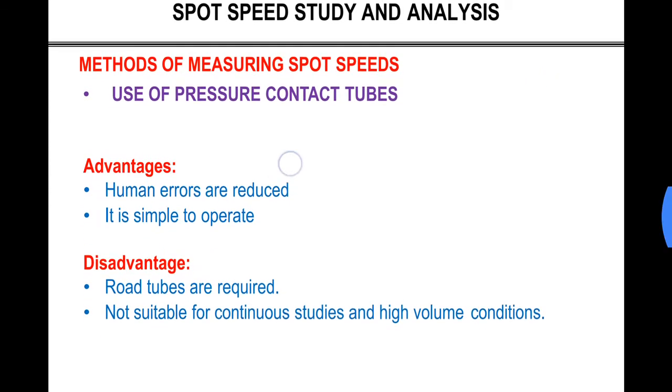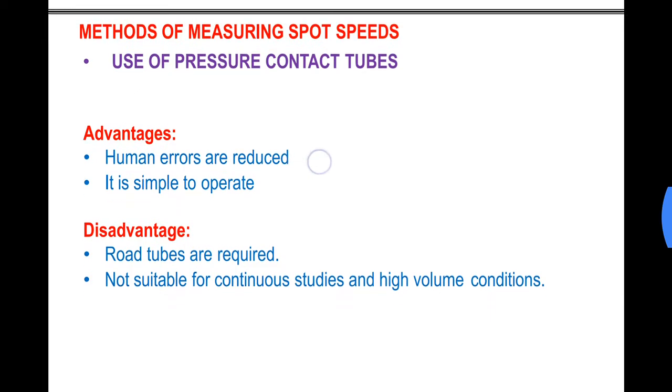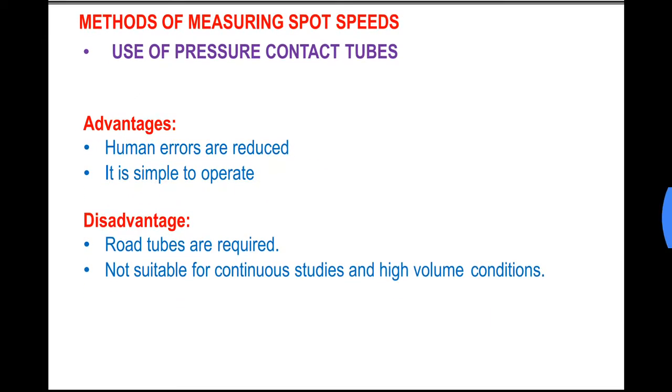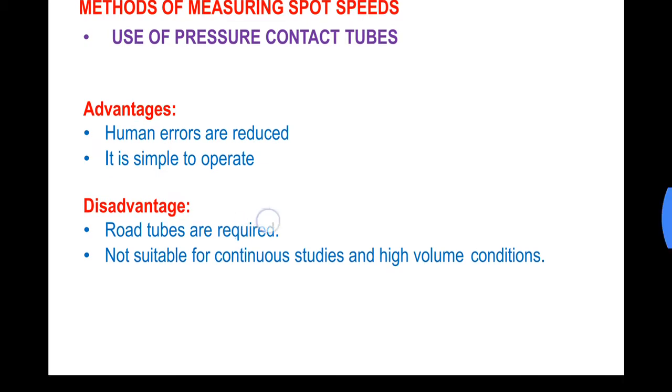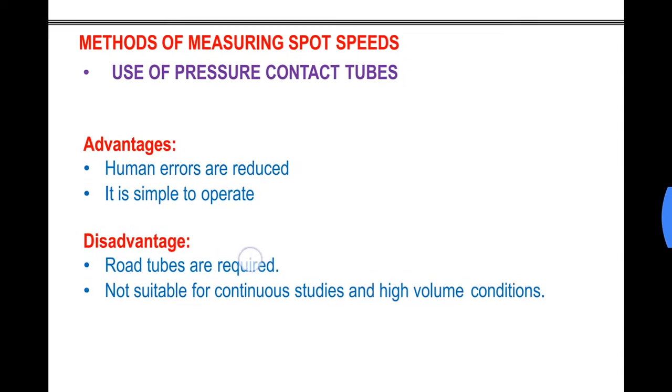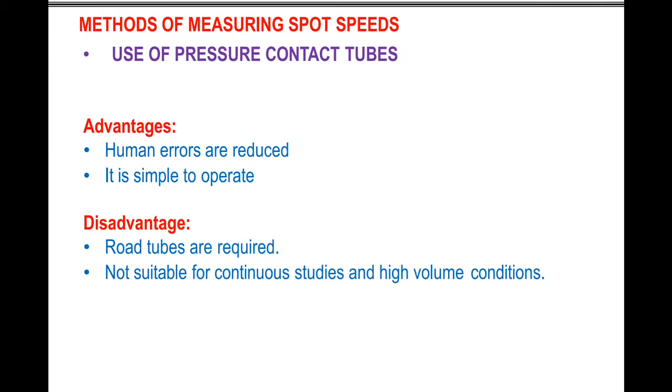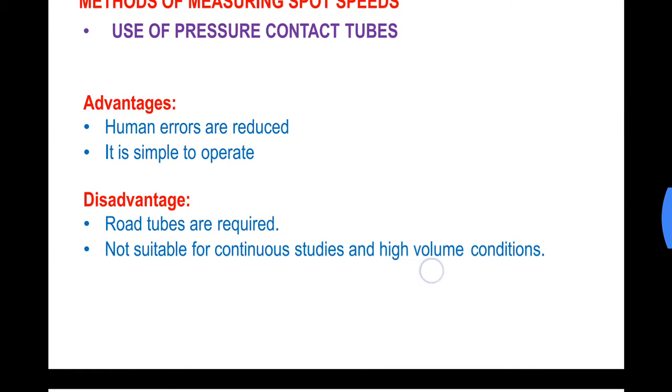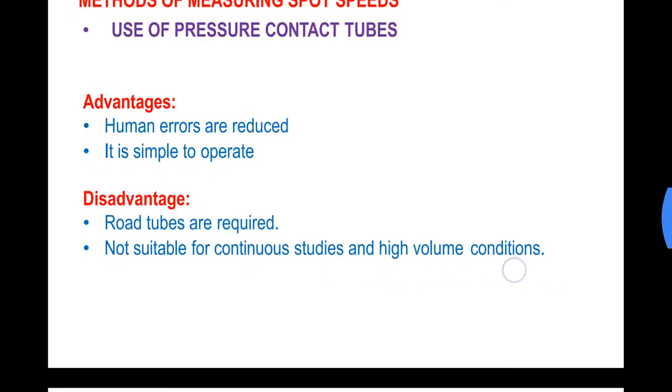What are the advantages? The human errors are reduced and it is simple to operate. We just need to place those two tubes at a particular distance from each other, and whenever the vehicles cross those tubes, the time would be recorded. You know the distance, so you can find out the speeds. Disadvantage: the road tubes are required. There is one extra element required, that is a road tube, and it is not suitable for continuous, steady and high volume conditions.